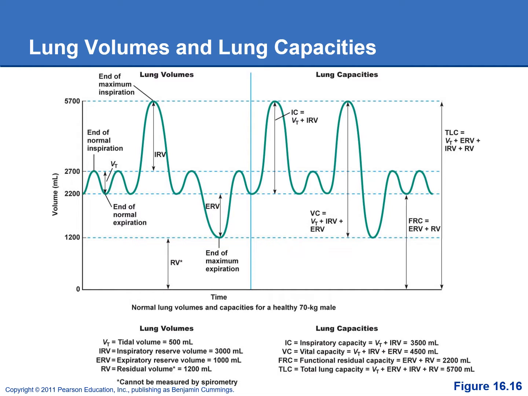The tidal volume is the amount of air that you breathe in and out with one breath at rest. So for most people, the tidal volume is 500 mils. The inspiratory reserve volume is when you're at rest and you breathe in, at the end of inhalation, you all of a sudden take as big a breath in as you can. That's the inspiratory reserve volume.